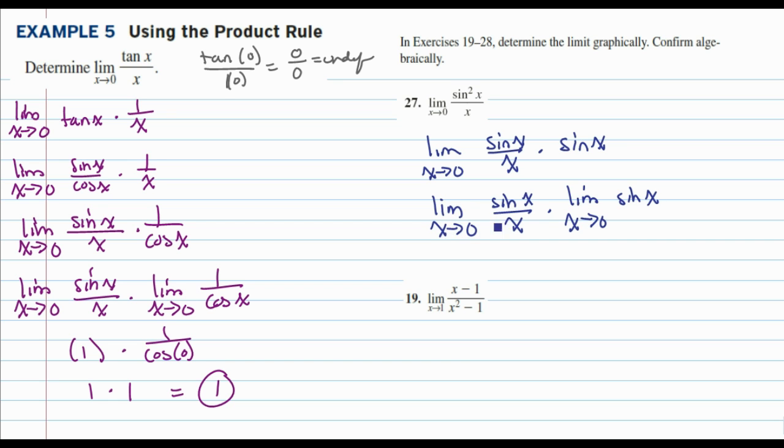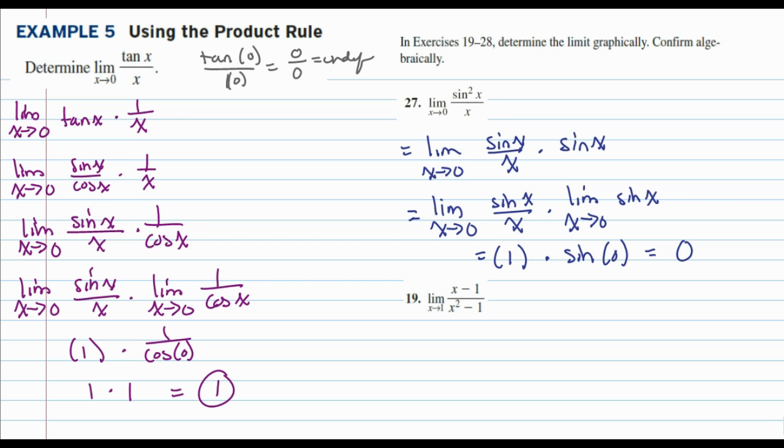So the limit as x approaches 0 of sine of x over x is 1. And then the limit as x approaches 0 of sine of x is just the sine of 0. Well, the sine of 0 is 0, so this limit is 0.